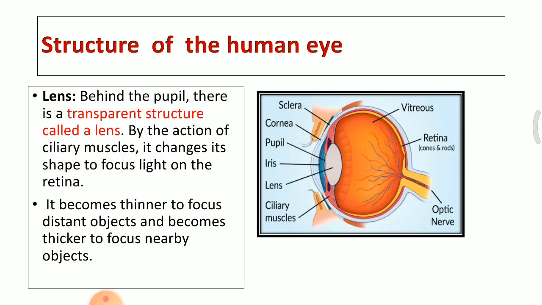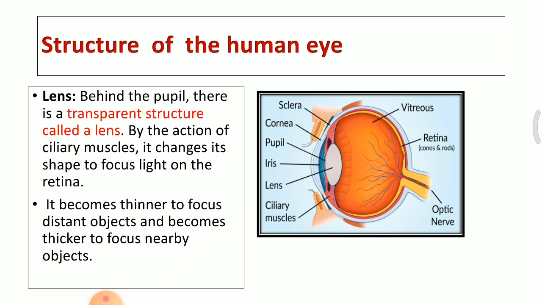The next very important part of the eye is the lens. Where is it placed? It is placed behind the pupil. It is a transparent structure called the lens. The lens is transparent.